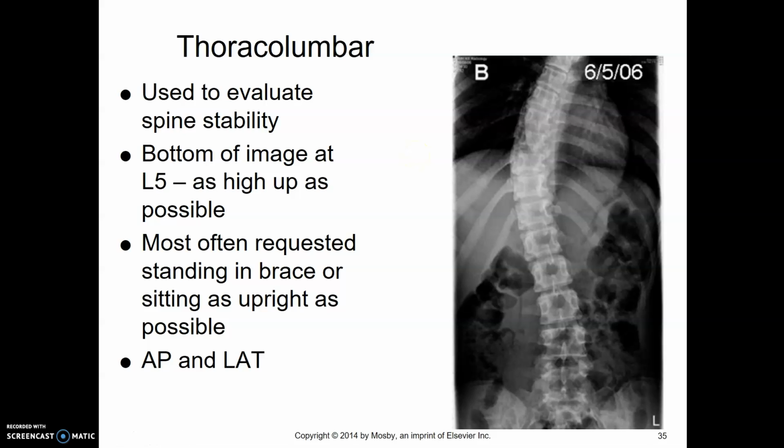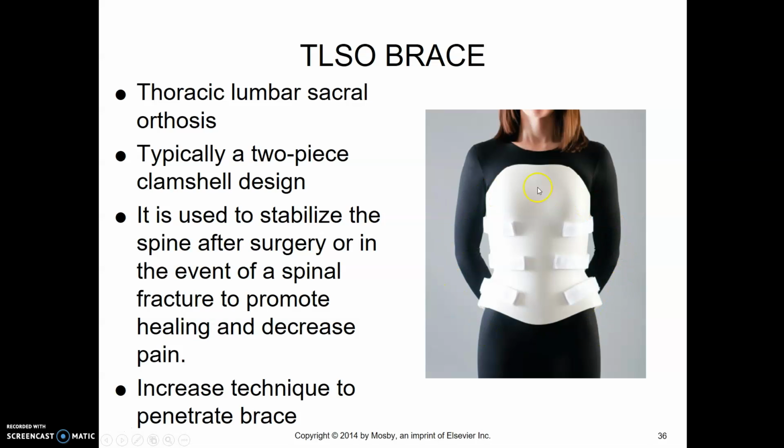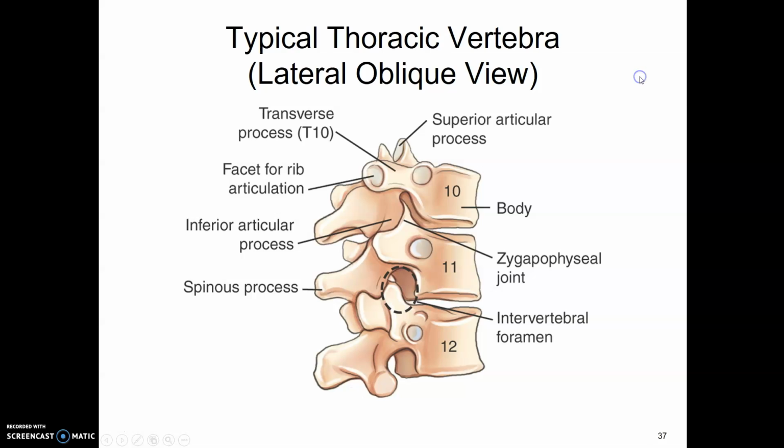Most of the time when they actually want this order, it's because the patient has a fracture somewhere. They're in a back brace, and they want to see how stable the spine is with them standing up in the brace. And it looks like this. It's called a TLSO, or I call it a turtle shell. It's a thoracic lumbar sacral orthotic brace, and it usually helps patients that have had spinal fractures to stabilize the spine and still be upright and walking around. But if you see this, it's hard plastic. You're going to have to increase your technique to get through it.